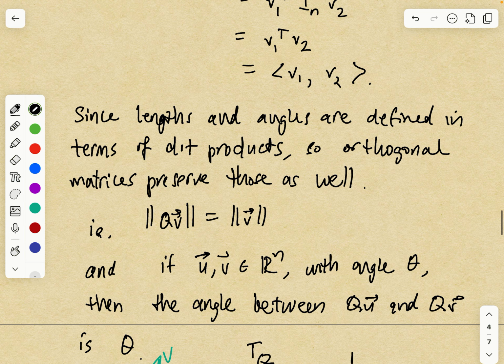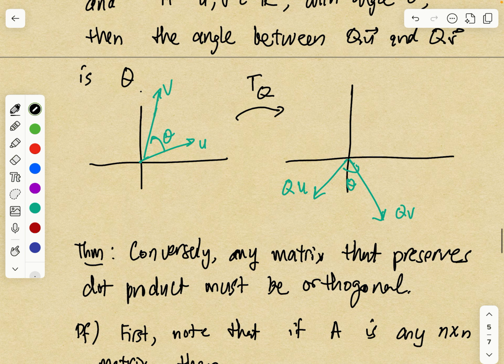And in the next video, we'll talk about what all 2x2 orthogonal matrices are, and then probably in a different video, we'll talk about orthogonal matrices that are 3x3.